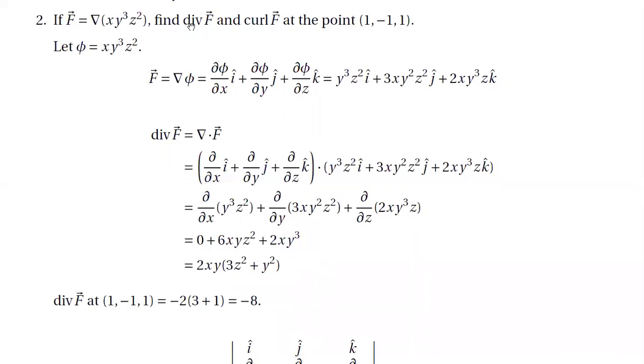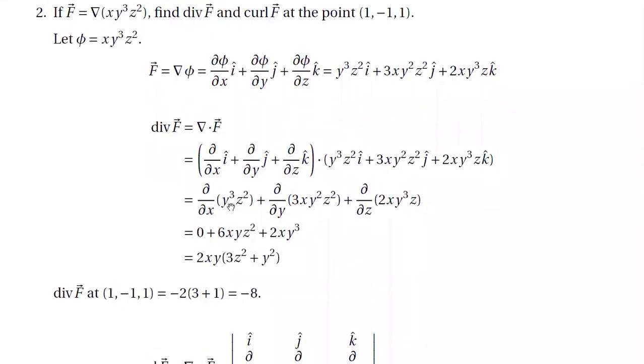Now let's calculate divergence of vector f. Divergence of vector f is calculated by taking the dot product of the vector differential operator del with the given vector. Del is equal to dou by dou x i plus dou by dou y j plus dou by dou z k, dot product with vector f which you have calculated just now. So taking the i, j, k components together, we get dou by dou x of y cube z square plus dou by dou y of 3x y square z square plus dou by dou z of 2x y cube z.